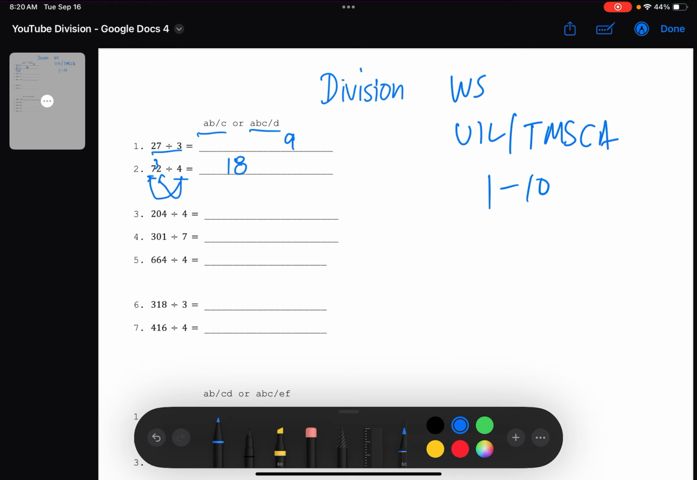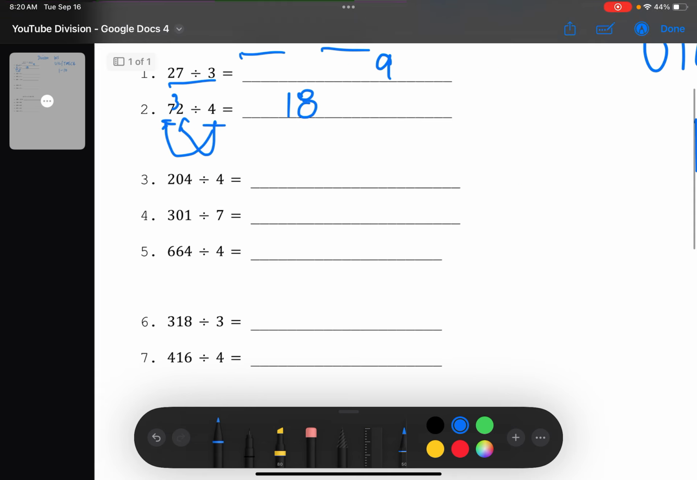And here, whenever it's a triple digit divided by a single digit, you do the same thing. So how many times does 4 go into 2? None. How many times does 4 go into 20? That's 5. And how many times does 4 go into 4? That's 1. So your answer is 51. Okay. Same thing here. How many times does 4 go into 3? None. How many times does 4 go into 30? Well, that's 4 times because it's 28, and then there's 2 remaining. How many times does 7 go into 21? That's 3.